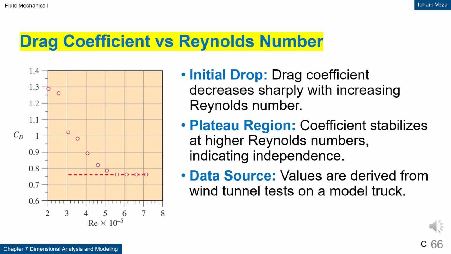Drag coefficient versus Reynolds number. This graph shows that the drag coefficient decreases sharply at low Reynolds numbers and then becomes nearly constant at high Reynolds numbers. The flat part of the curve indicates the Reynolds number independence region. These data come from wind tunnel tests of a truck model. This pattern explains why tests are often conducted at sufficiently high Reynolds numbers. In this way, the results are more reliable for prototype prediction.